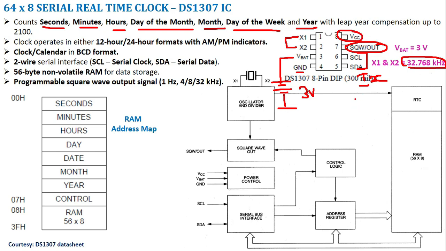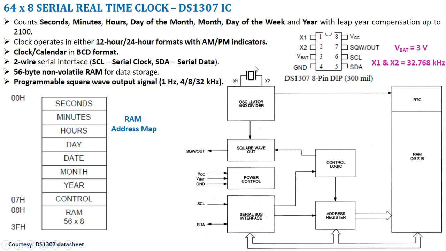This clock operates in both 12-hour and 24-hour formats. In case of 12-hour format, we can have AM and PM indicators too. The information stored in this IC will be in BCD format, binary coded decimal format. And as I said, this IC will communicate with the microcontroller with the help of an I2C interface. It's a 2-wire serial interface where I have 2 lines: SCL stands for serial clock, SDA stands for serial data.